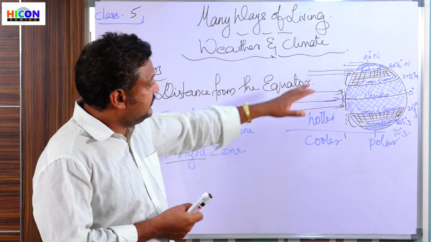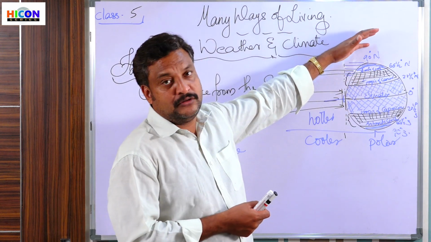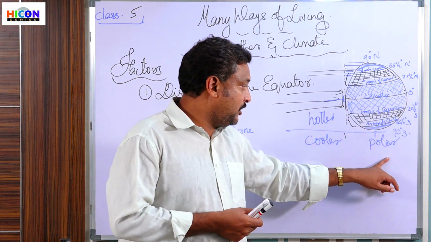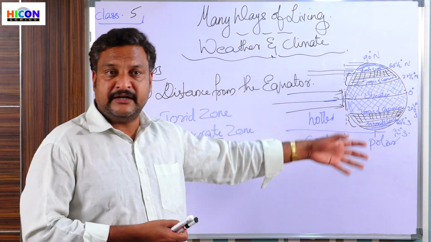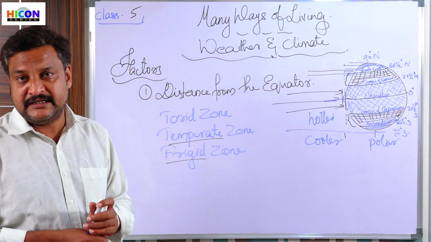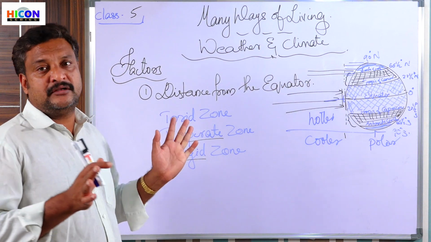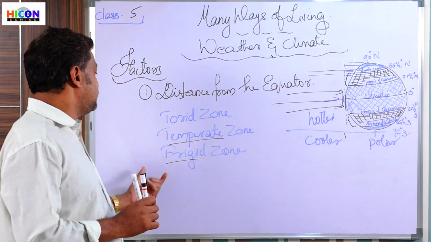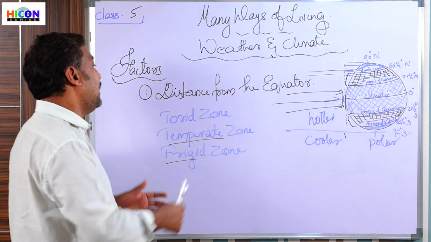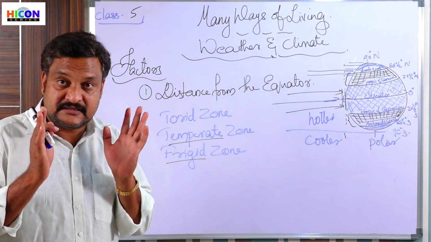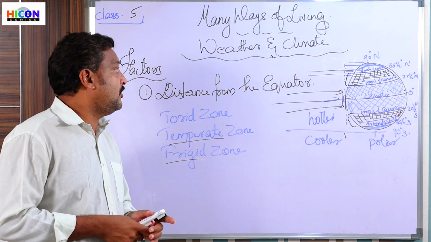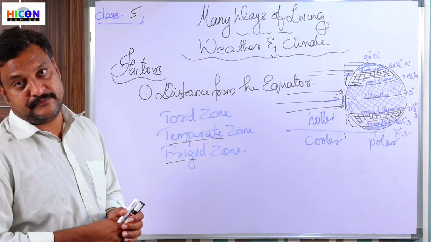Right? From the Arctic Circle to the North Pole, 90 degrees north, and the Antarctic Circle to the South Pole, 90 degrees south, they hardly receive any sunshine during the daytime, and it is very cold. And as it is too cold, the region is known as the frigid zone. Okay, and this is how distance from the equator influences the climate or weather conditions of a region.